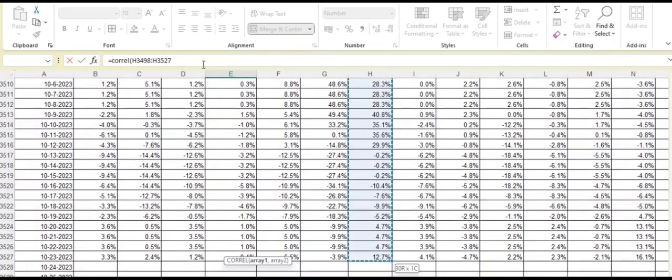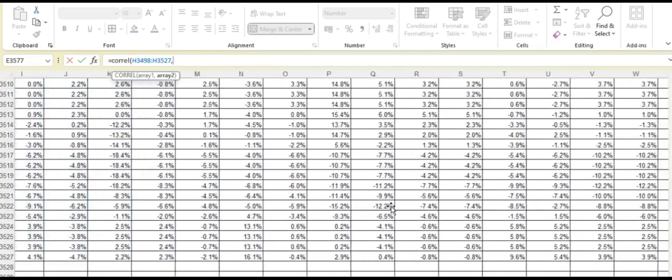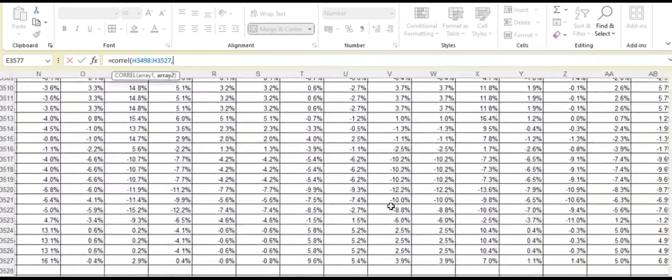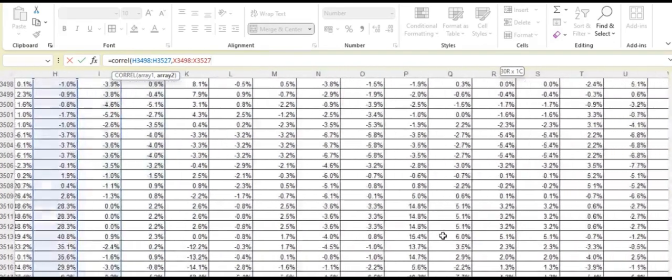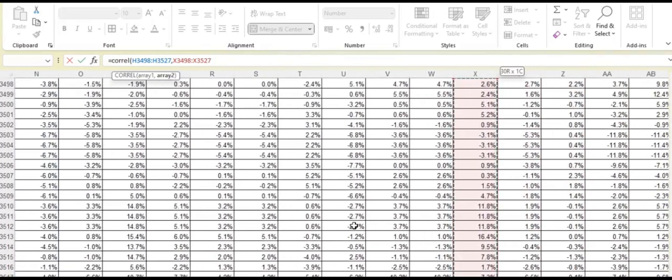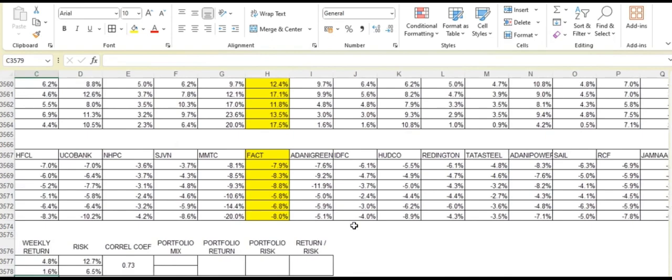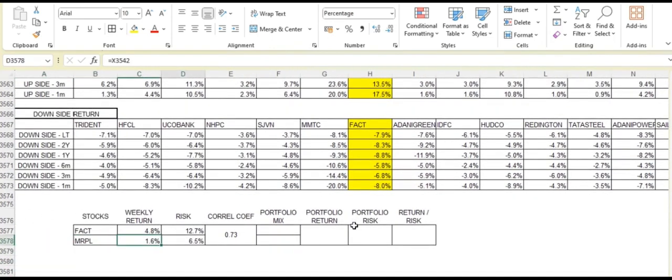Column H is the column for FACT. You don't see the name FACT at the top, but rest assured we have picked up the column for FACT. Now if we move to the right, we will do the exact same thing for MRPL, which is column X, and we will pick up values from 24th of September all the way up to 23rd of October. Again, these are base dates, right? Not the actual dates, the base dates on which the returns are getting calculated. So if you see, the correlation coefficient is relatively large, which signifies that both stocks are moving in the positive direction. So they have a positive correlation.